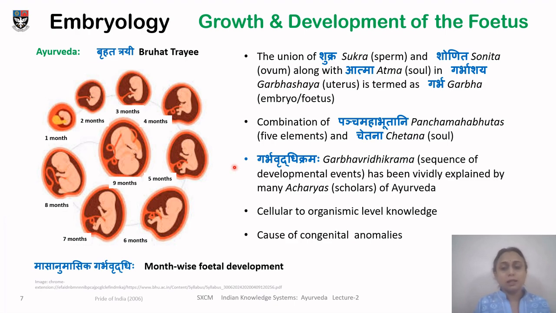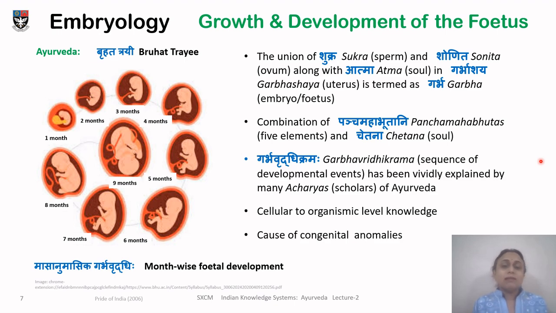Garbha Vruddhi Kramaha, the sequence of development of events of the fetus, has been vividly described in all three texts. And it's not just the monthly development of the fetus, but cellular events right from this union of the sperm and the ovum to how that single cell, the embryo, develops, grows and divides and develops into this entire organism has been mentioned. Events which are not seen by the naked eye have been described over 3,000 years ago without the use of any modern day microscopes or cutting edge scientific instruments.